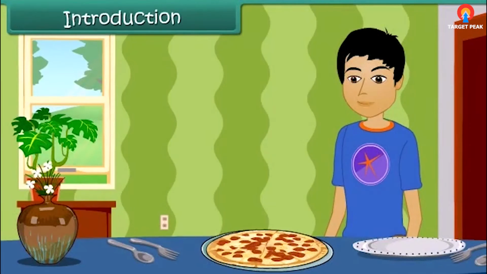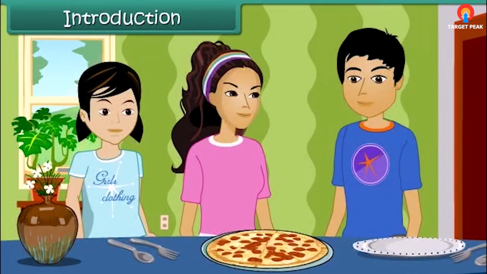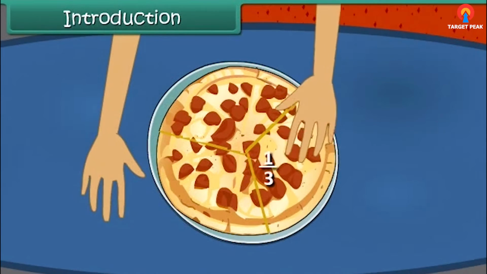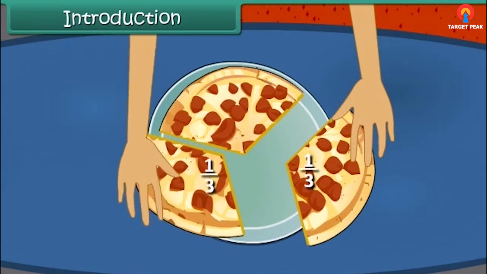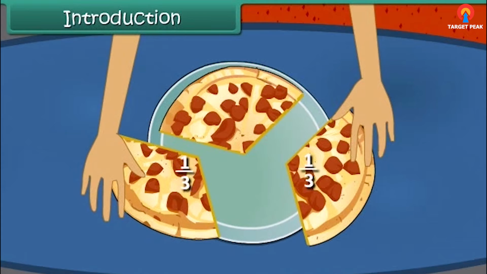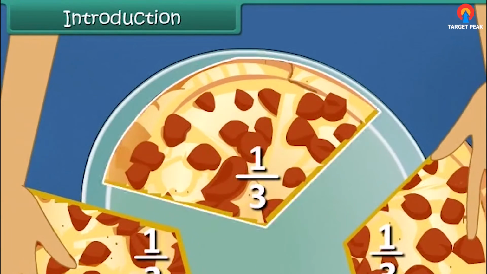Introduction. Suppose Rahul has a pizza. He has to share this with his sisters Reema and Nina. He has to give 1/3 of it to Reema and same to Nina. Then how much is left for Rahul?